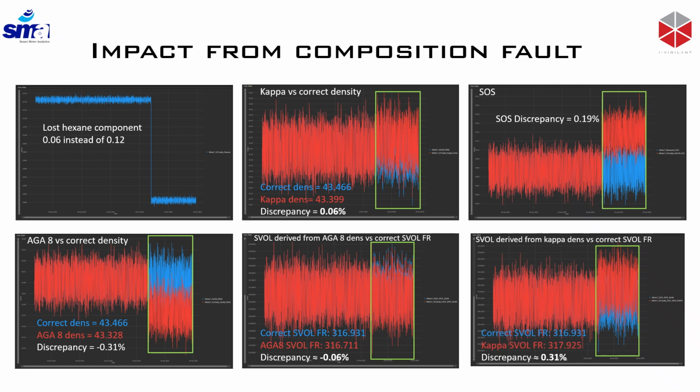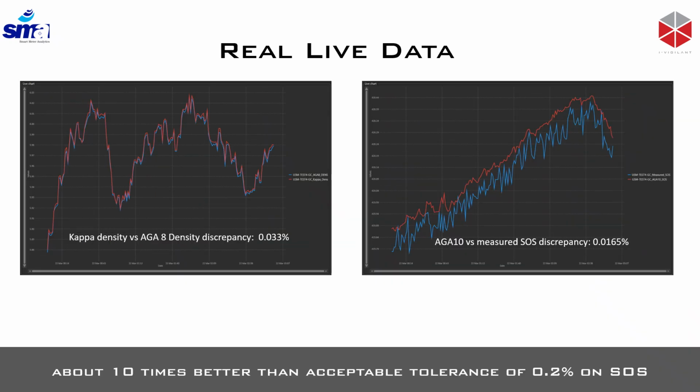So here is the example for the standard volume flow rate derived from the kappa density, and it has about 0.31% error if we were to use kappa density instead of the AGA-8 density for the error in the gas composition. Now, here's some real life data that we have collected.